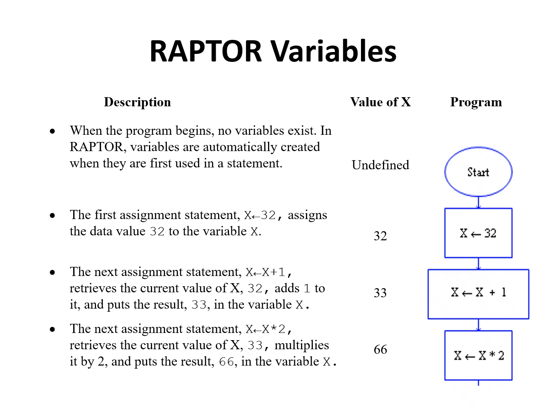Currently the first x value is 32, the next x value is 33, and after that the third x value is 66. Backward arrow means that the value on the right side of the arrow is stored on the left side, where on the left side there is a variable x.